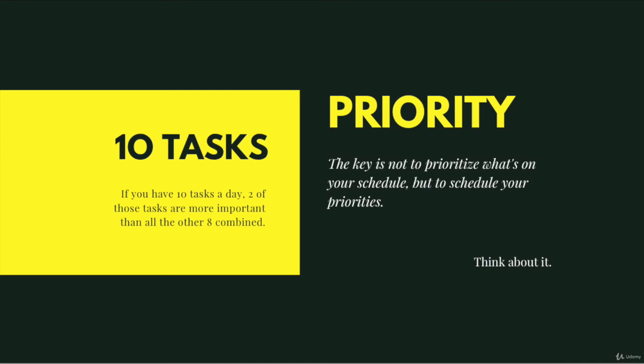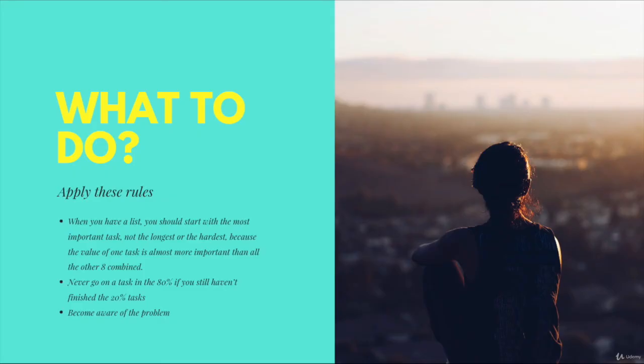So what should you do? As simple as that, you need to apply these rules. When you have a list, you should start with the most important task, not the longest or the hardest. Sometimes the biggest tasks, the 20%, are not the longest or the hardest. Sometimes they are, most of the times they are, but it's not a general rule. Sometimes they're the most complicated, but that doesn't mean that they're the longest or the hardest. That means that they need a lot of thinking.